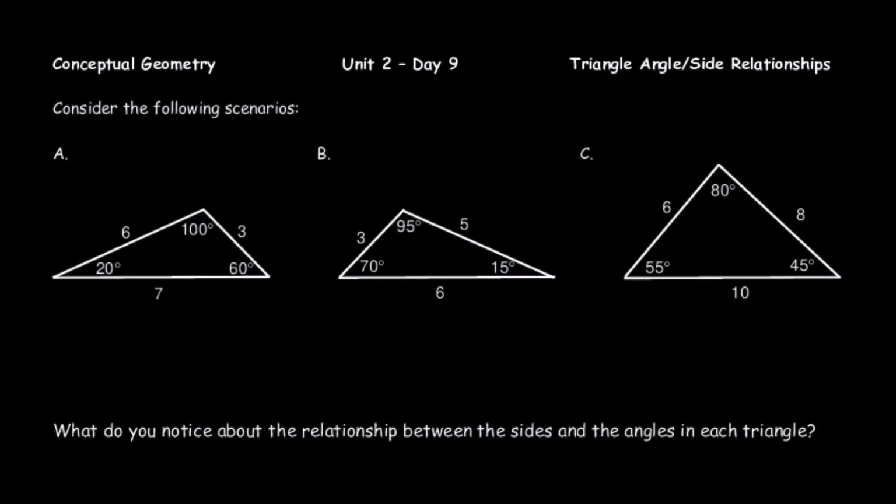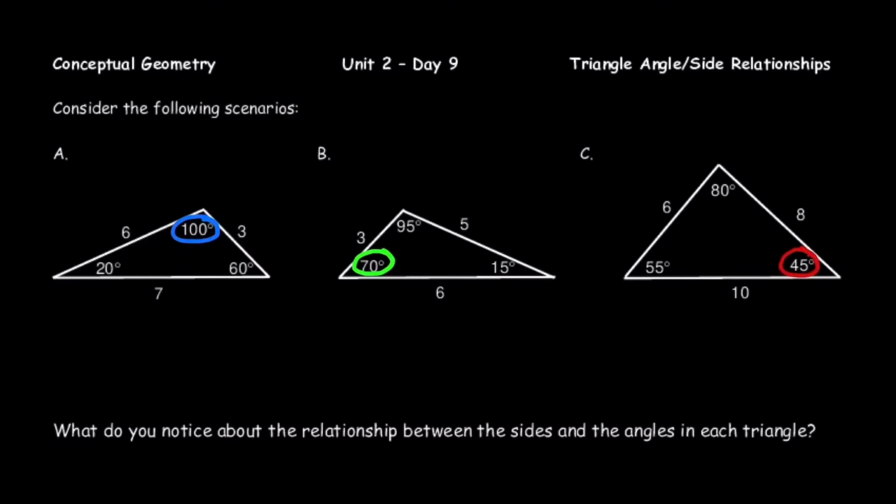Let's consider the following three cases. If you've noticed, I've put in the angle measure of each angle of the triangle and the side length of each side. In the first triangle, I want you to notice the largest angle. In the second triangle, the middle angle, and in the third triangle, the smallest angle. So in A, here's the largest angle. In B, here's the middle angle. And in C, there's the smallest angle.